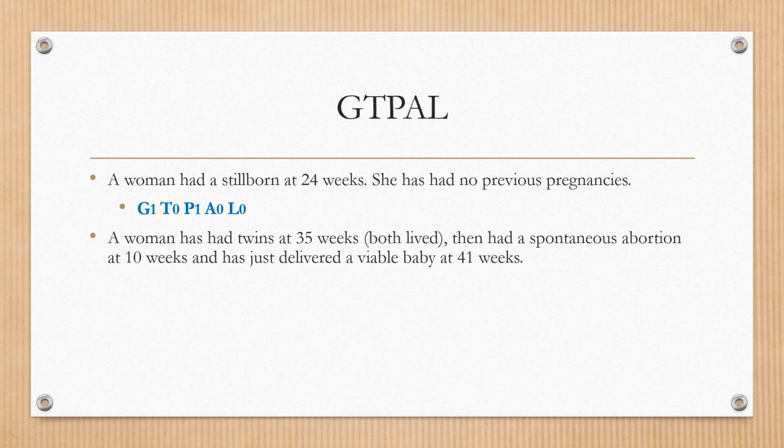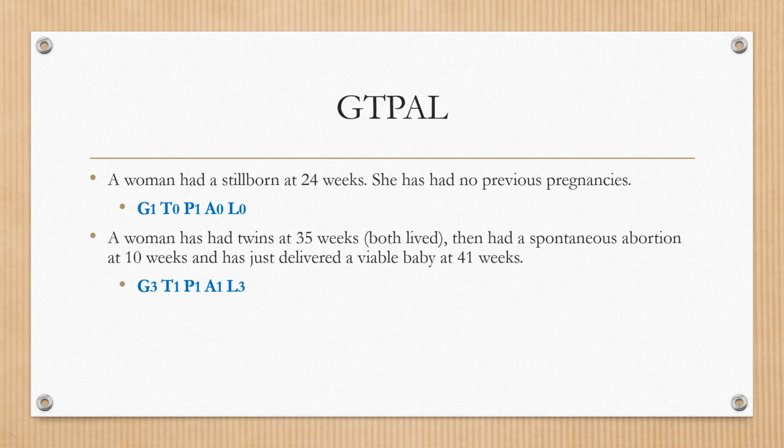She had twins at 35 weeks, that's not a term, so it's going to go in the P column, and it's just a single. Both lived, so we give 2 over in the L column. She had a spontaneous abortion, that's going to go in the A column. And then she delivered a viable baby at 41 weeks. That's going to go in the T column and the L column. So what is she going to be? G3, T1, P1, A1, L3.